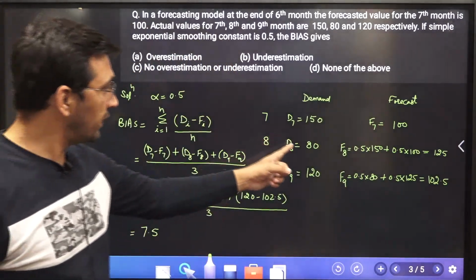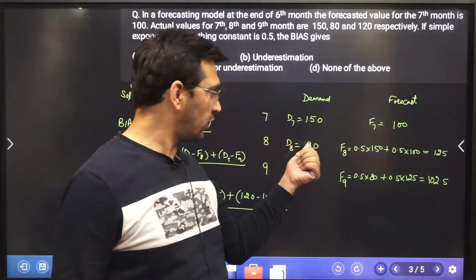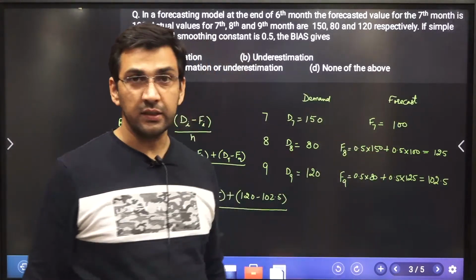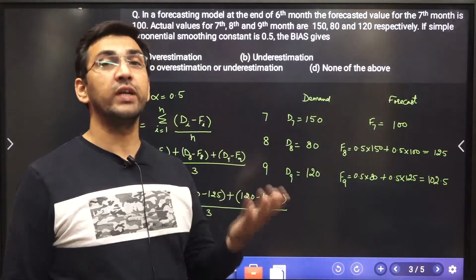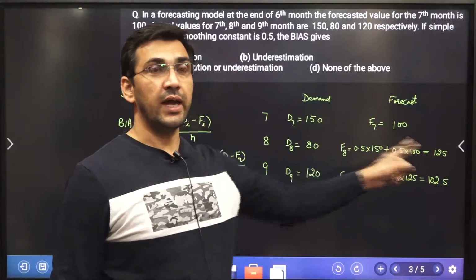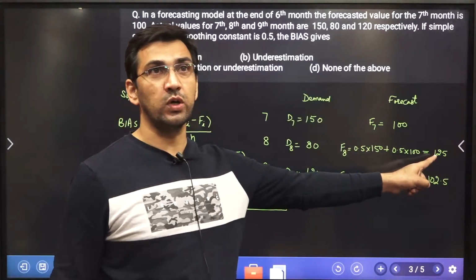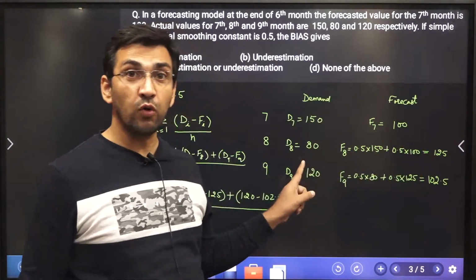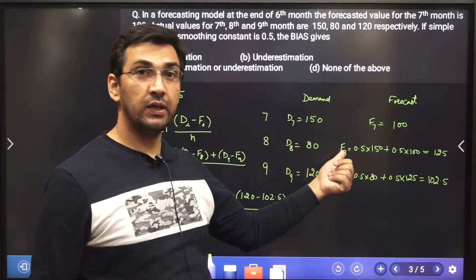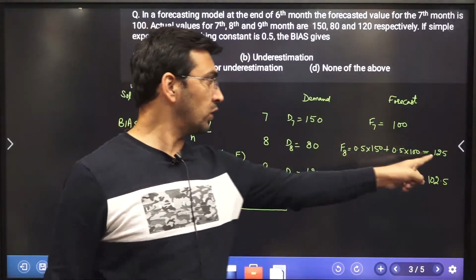In the same way, let us say specifically I talk about this one only. Now tell me, for the 8th period, was it underestimation or overestimation? You will say you have overestimated. Actual demand was 80, but you forecasted 125. So you have overestimated. If I have overestimated, what is the difference of D and F? It is negative. 80 minus 125.